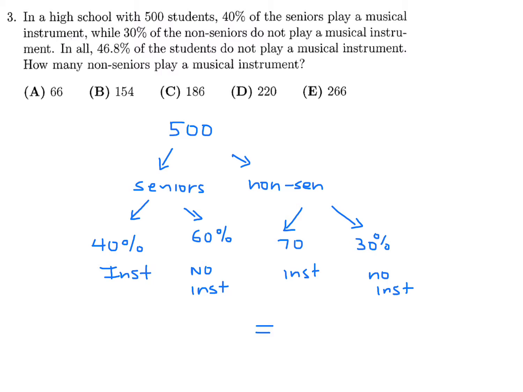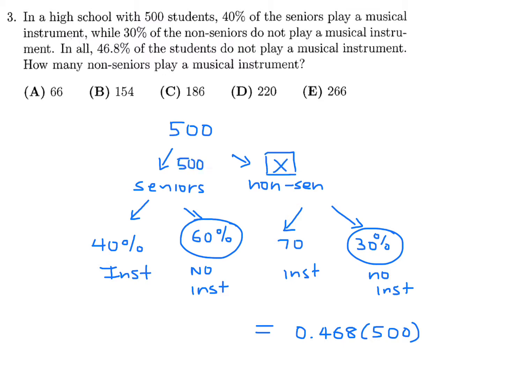So mathematically that means 0.468 times the total, which is 500 students, do not play a musical instrument. So that's these guys and these guys. So we actually don't know the distribution of seniors and non-seniors. So I'll just say that the seniors is represented by X, and the non-seniors obviously would be 500 minus X. So I can put that in: 0.6 times 500 minus X, and then it would be 0.3 times X.